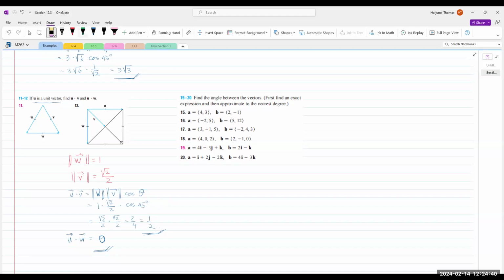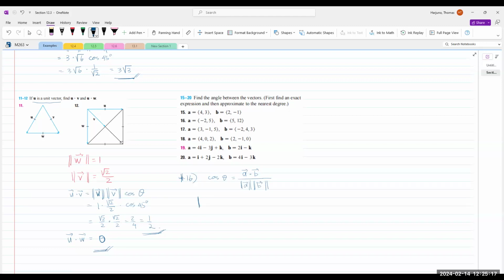Okay, now between number 15 to number 20, find the angle between vectors. You will use a calculator here, definitely. But for example, number 16. The angle between vector A and vector B, let's call that theta, then cosine theta is the dot product of those vectors divided by the product of the magnitudes, which implies we're supposed to find the length of each first.